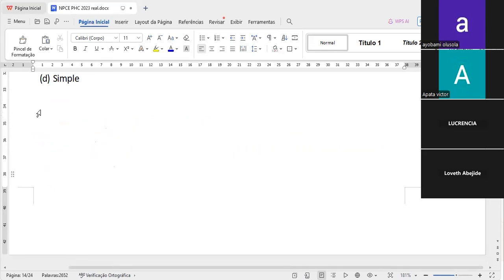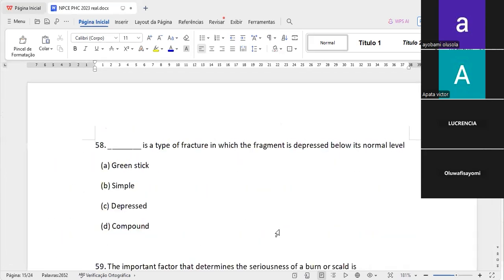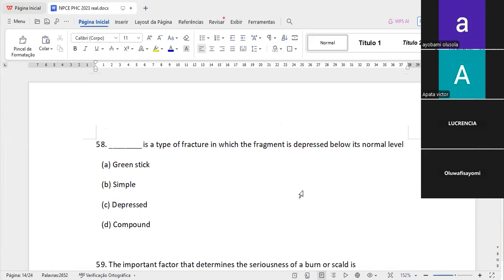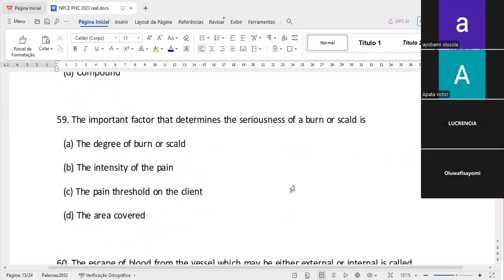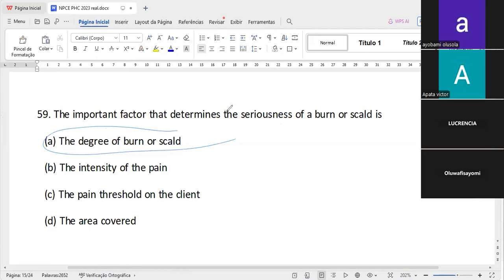Depressed fracture is a type of fracture in which the fragment is depressed below its normal level. It's compound? No, depressed fracture. A depressed fracture involves a bone fragment being pushed inward. The important factor that determines the seriousness of a burn or scald is the degree of burn or scald.